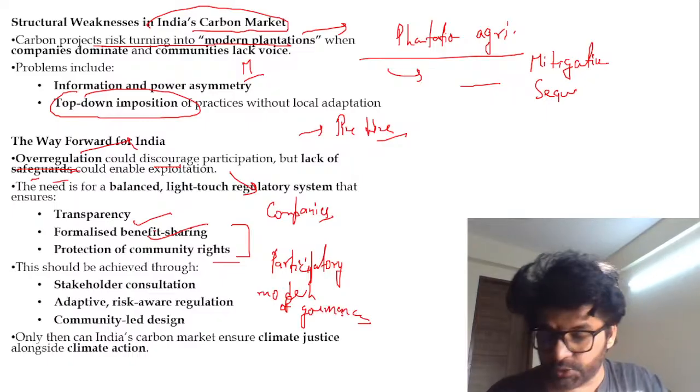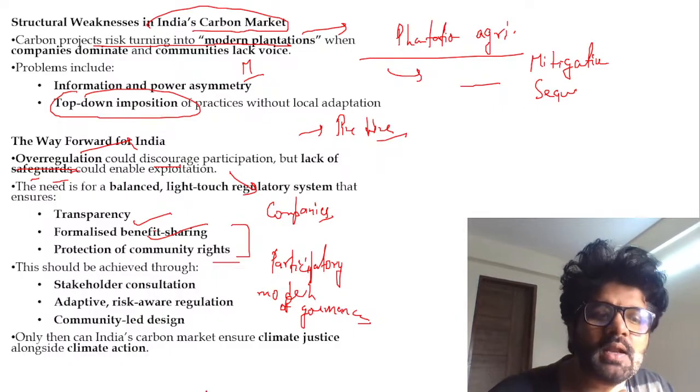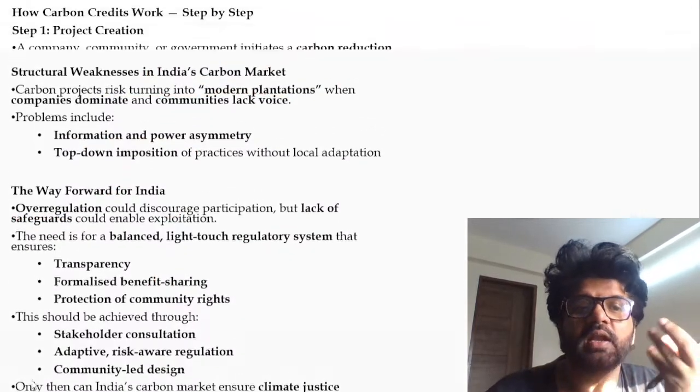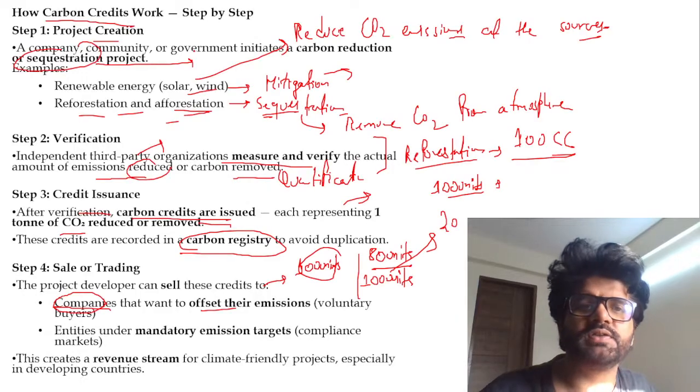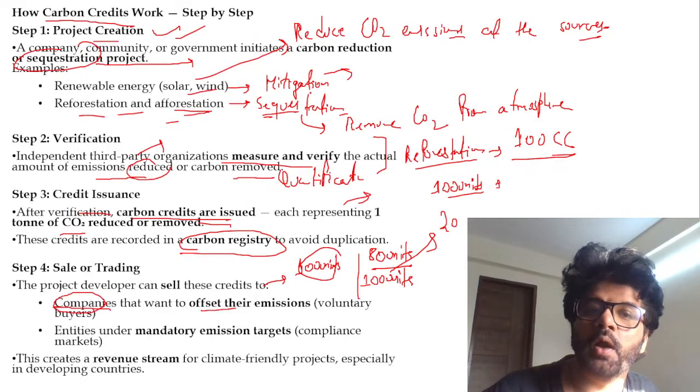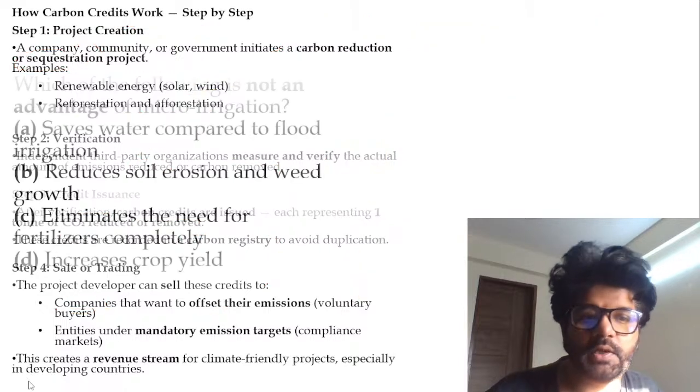Cool. So hope you understood. This is a technical article. This is not an easy article. This is a tricky article, but hope you understood the basic rationale involved in it. We have just discussed how carbon credits work, what are mitigation projects, and what are sequestration projects.